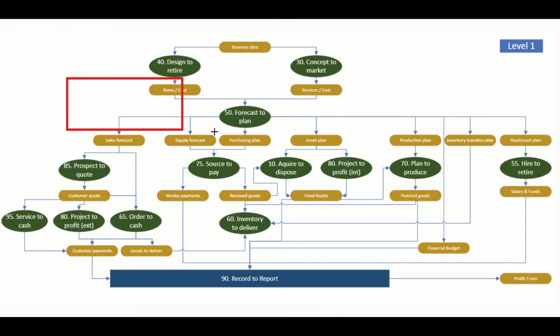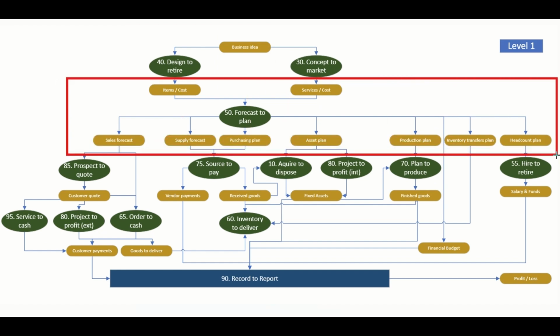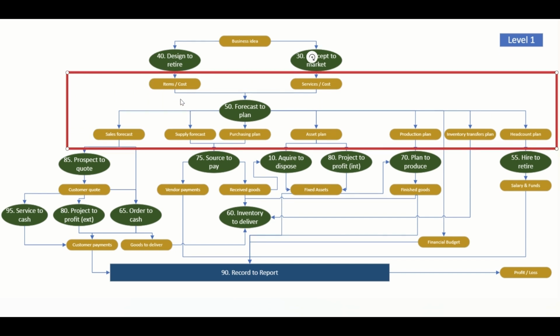The next end-to-end scenario is forecast to plan, ID 50. This process receives information about the finished product and sales statistics for this product in the past. This scenario has 3 levels of execution: strategic, midterm, and operational. In strategic planning, the company sets goals for the long-term period, 3 to 5 years, and establishes KPIs that need to be achieved annually.